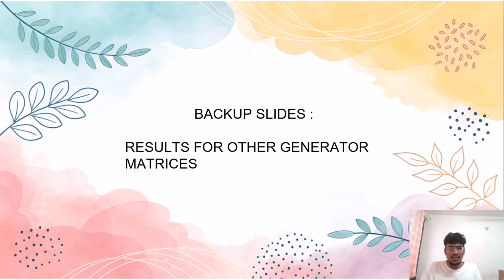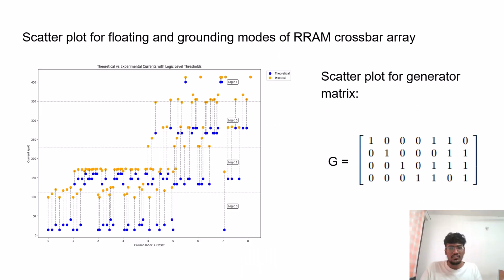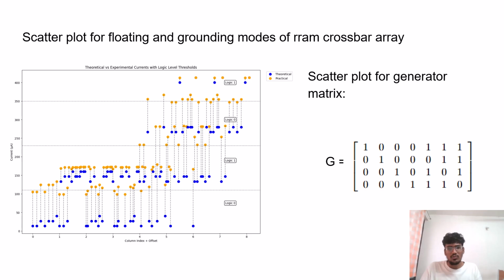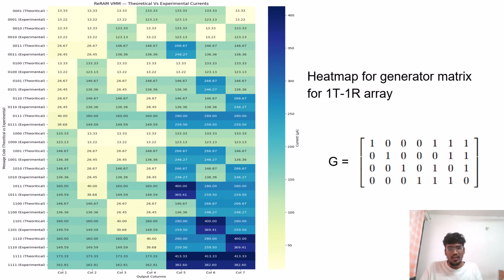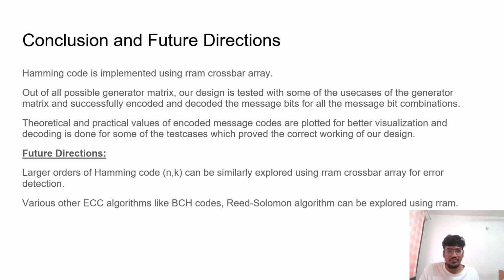The results for the other generator matrices are uploaded here as a backup. Here we can see the scattering plots for this generator matrix and for this generator matrix. Similarly, for another generator matrix, you can see both the heat map and the scattering plot. Similarly, for all other generator matrices, in all three configurations with 1T 1R, we can see that we have implemented the complete Hamming code, that is both encoding and decoding, using Rram, and successfully demonstrated its working using the results and plots that we showed.